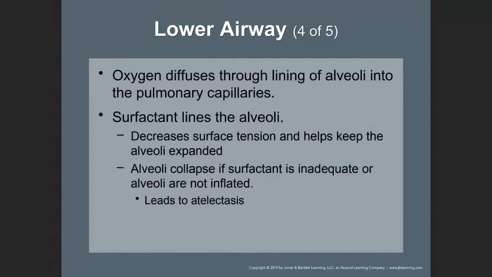Oxygen diffuses through the lining of the alveoli into the pulmonary capillaries. Surfactant lines the alveoli, and the purpose of surfactant is to make the alveoli pliable, able to recoil properly, or gives the alveoli elasticity. It prevents them from collapsing. So surfactant lines the alveoli. It decreases surface tension and helps keep the alveoli expanded.